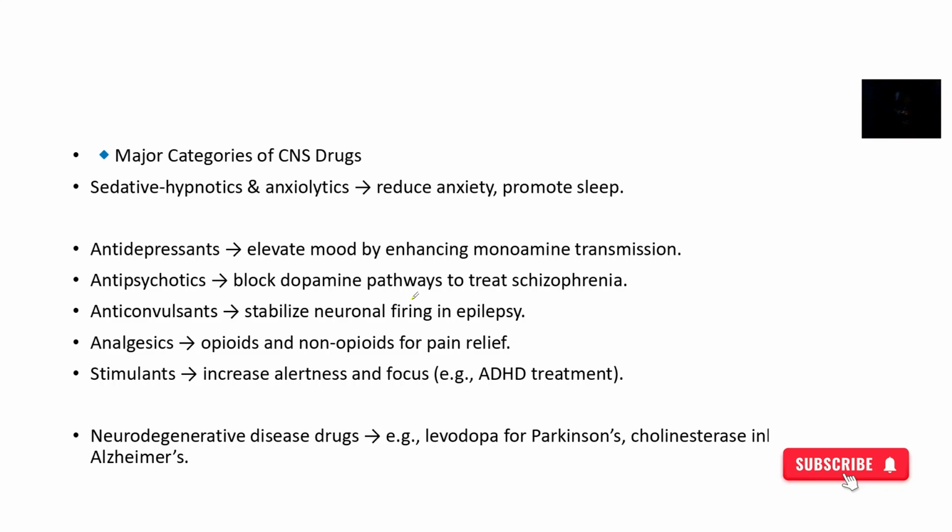Now the major categories of drugs that act on the central nervous system, just at a glance. We have sedatives and hypnotics. These are drugs that reduce your anxiousness and cause you to sleep. We have antidepressants, which take away depression and lift your mood. We have antipsychotics. We have anticonvulsants that take away seizures, epilepsy. We have analgesics that take away pain.